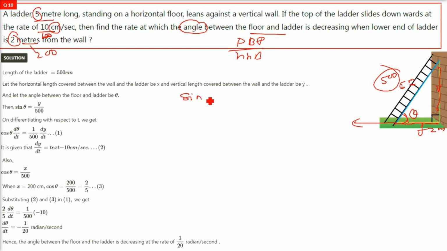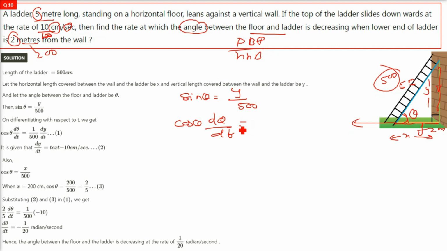Now, sine theta is what? Perpendicular upon hypotenuse. Assume this to be y, this to be x. Sine theta is y by 500, perpendicular upon hypotenuse, where the hypotenuse is 500, the ladder length. What is the differentiation? Sine theta will be cos theta, and differentiation of y will be dy by dt. I am differentiating sine theta equals y by 500. So this is cos theta d theta by dt, because we are differentiating with respect to t, not with respect to theta. So cos theta d theta by dt is equal to dy by dt, and 1 by 500 will remain.